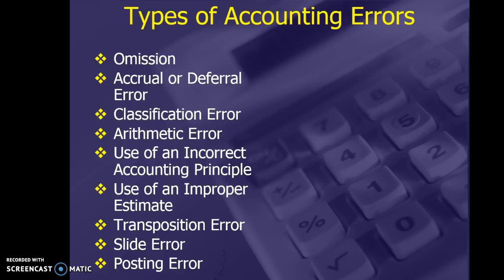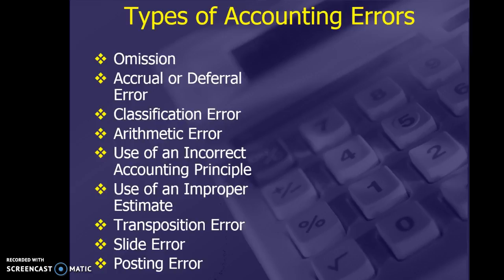Omission. Omission is exactly what it sounds like. If a transaction occurred, but you didn't capture that transaction in the accounting records, then it was in fact omitted. Certainly that is an error and that would need to be accounted for. The next one on the list is accrual or deferral error. We learned all about that in the previous workbooks, so let's move on.